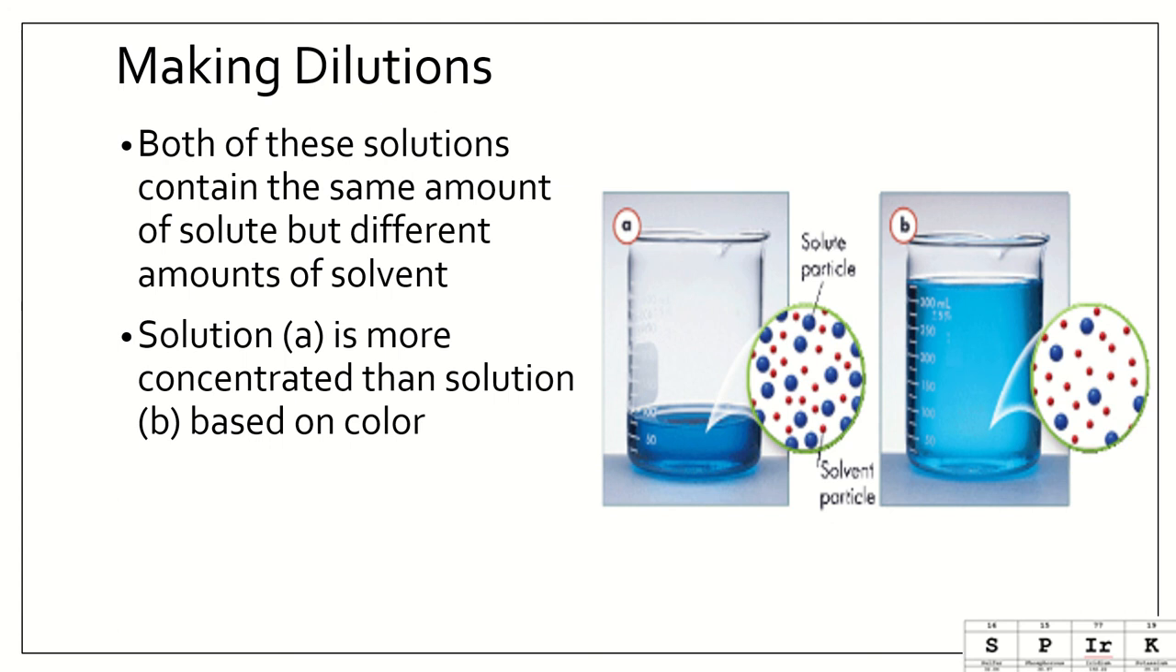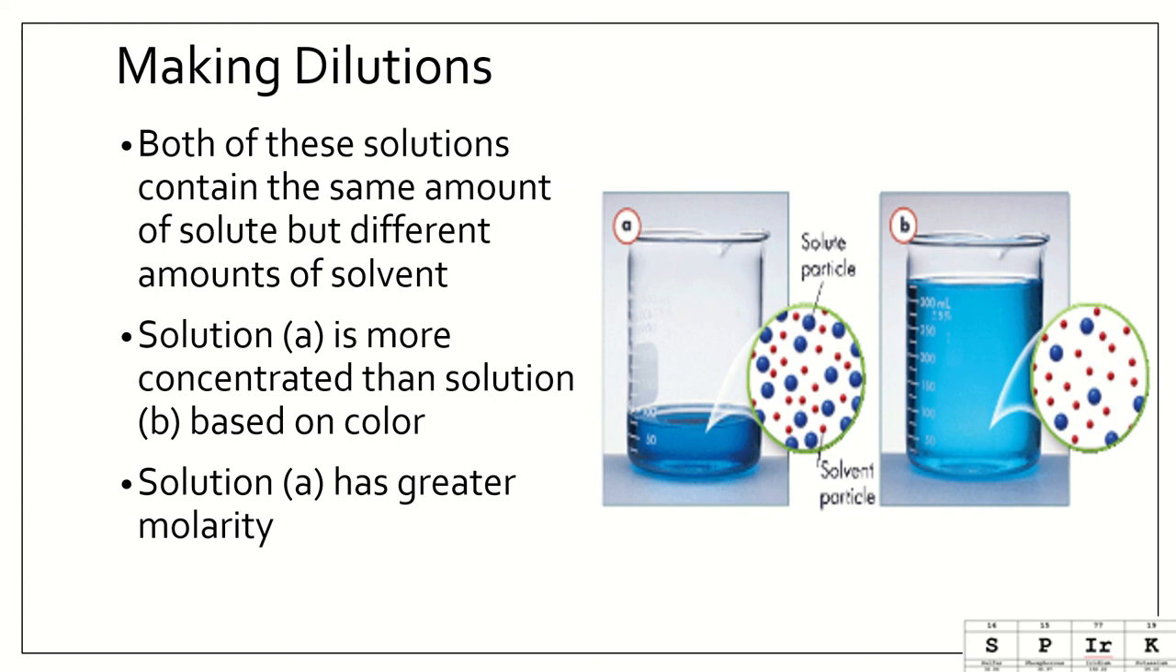Solution A is a deeper blue, while B is a more light blue. So color here is usually an indicator of concentration. Solution A has a greater molarity. It has more solute in a small volume.